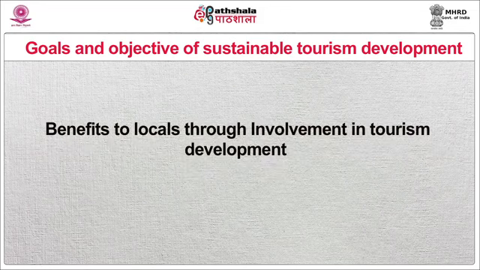Benefits to locals through involvement in tourism development. First, sustainable income. Tourism plays a crucial role in providing employment directly to the local residents of a particular place, or can fund local activities through distribution of revenue. This revenue can be generated from access fees and concessions in the MPA, and also from tourist spending on tourism activities such as food, buying handicrafts, boarding and lodging.